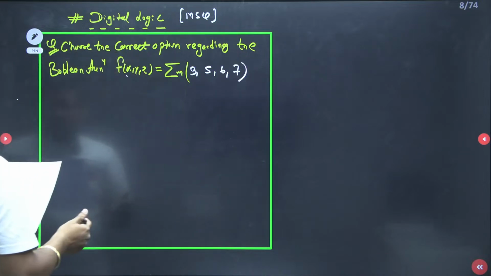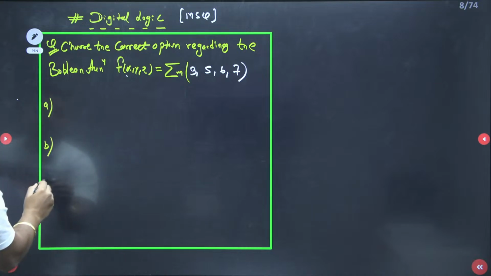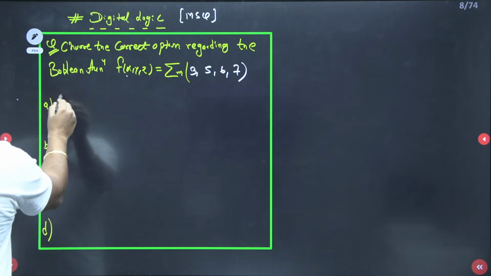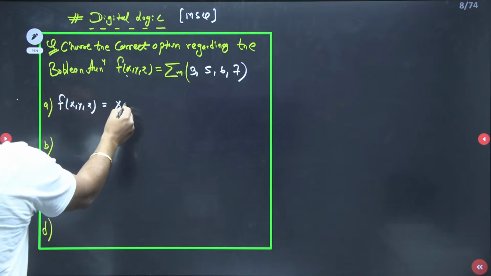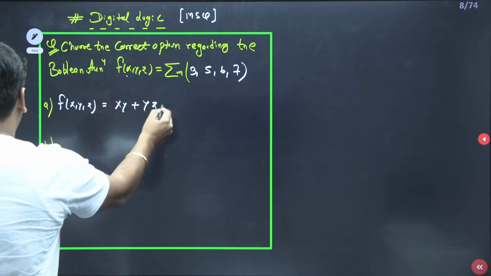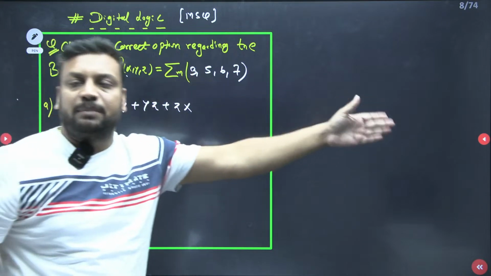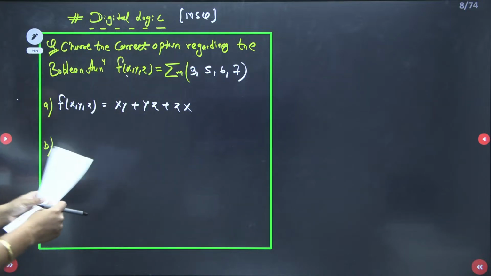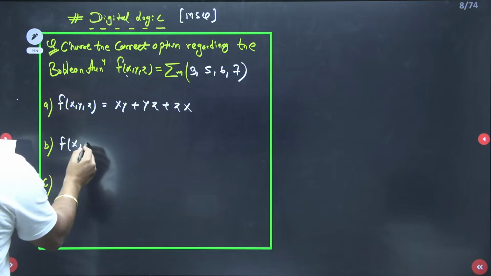Now students, options are given to you. I am writing the options here. A, B, C, D options are there, and you have to comment on them. It is an MSQ, by the way. So I am writing f(x,y,z). The first given is xy plus yz plus zx. If you remember that 3, 5, 6, 7 is equal to AB plus BC plus CA, or xy plus yz plus zx, then option A is for sure correct. Option A is for sure correct. Tell me yes or no, guys.